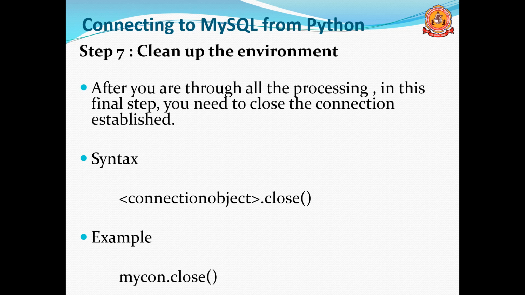The syntax is connection_object.close. That is the syntax to close the connection. Here the example is mycon.close. Mycon is a connection object, and by using that I am going to close it. These are the steps for cleaning the environment.